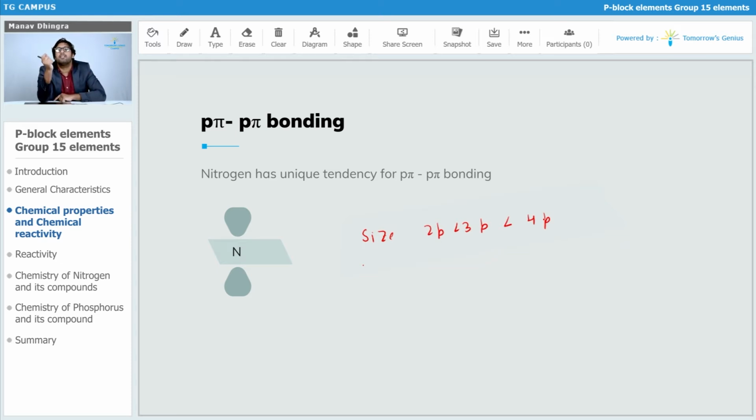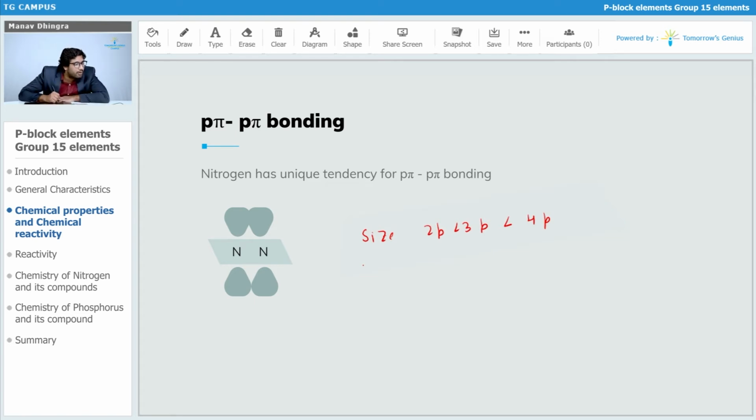And it decreases so much that phosphorus, arsenic, antimony and bismuth never form multiple bonds. They only form one sigma bond. They can never form the pi bond. Only in the case of nitrogen, it forms the p-pi bonding, that is, the pi overlap. It can also form pi bonds.